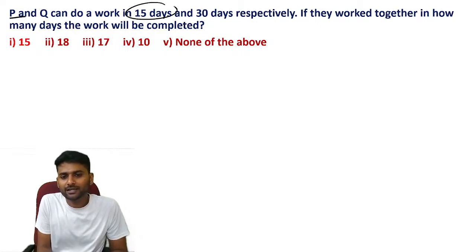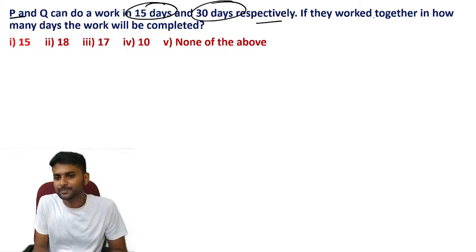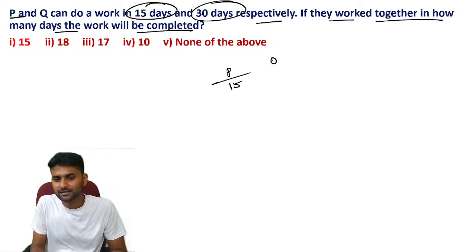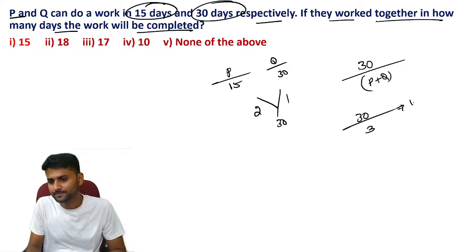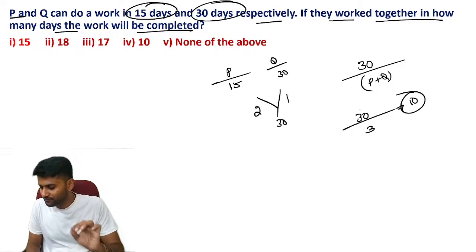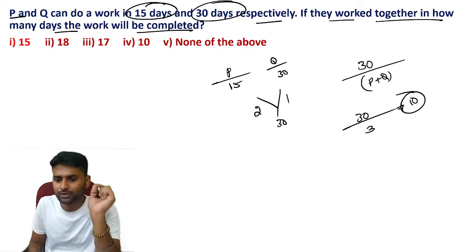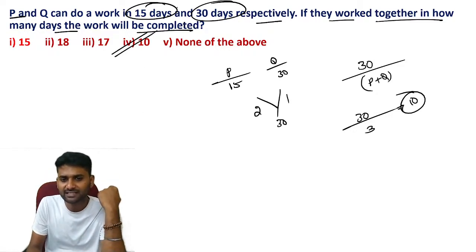P and Q can complete the work in 15 days and 30 days respectively. If they work together, in how many days will the work be completed? P takes 15 days, Q takes 30 days. Total work is 30 units, P's efficiency is 2, Q's efficiency is 1. Now we are assigning both persons to this work. In one day, together they are going to complete 3 units. For 30 units, it takes exactly 10 days.